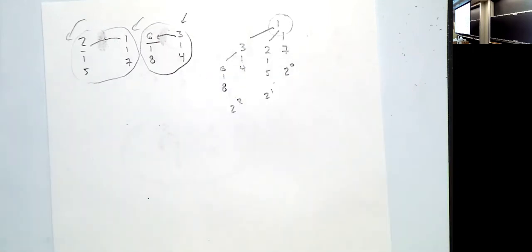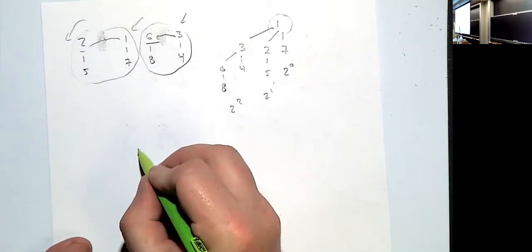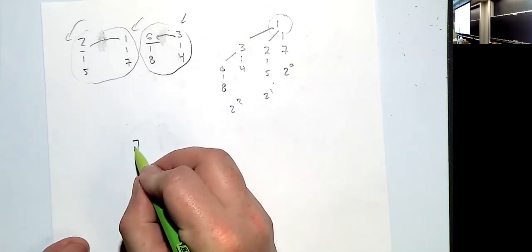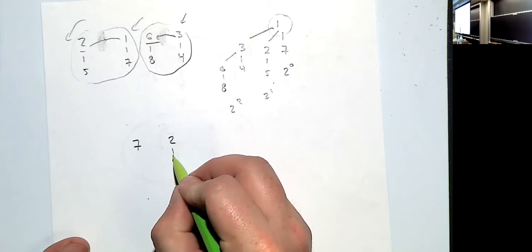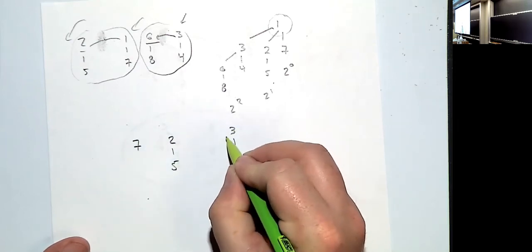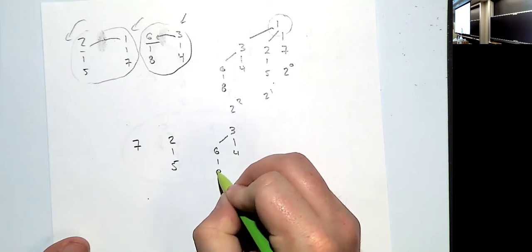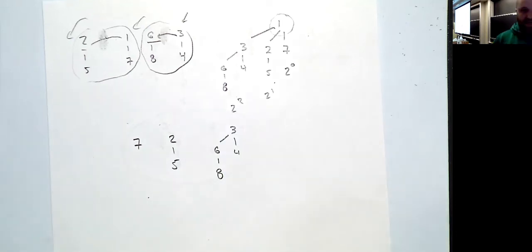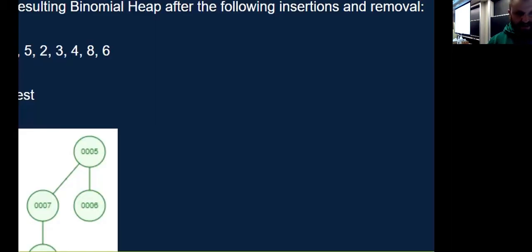So if you can eyeball it, that's another way to save yourself some time, but let me draw out the final solution for you. This will be 7, 2 and 5, 3, 4, 6, and then 8. So let's take a look and see what our final solution would be.